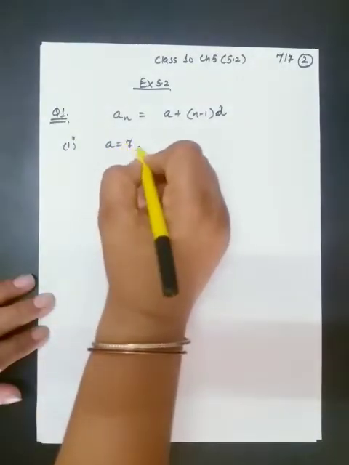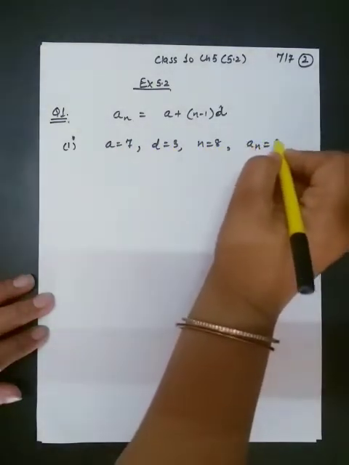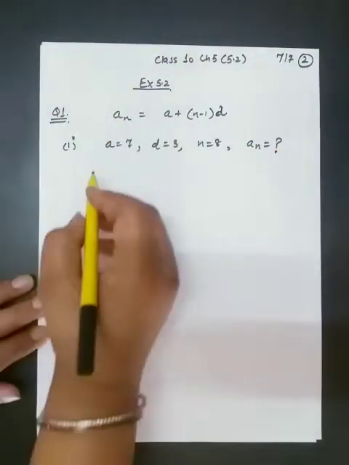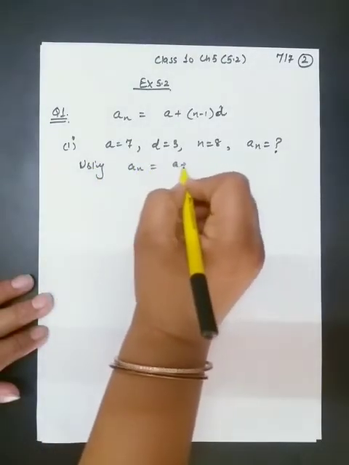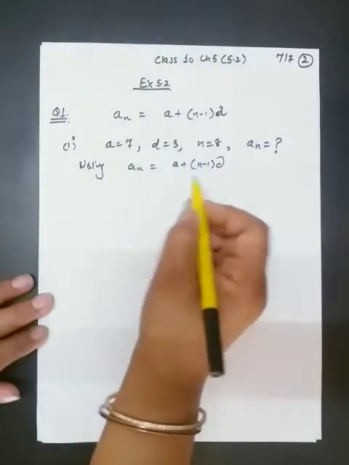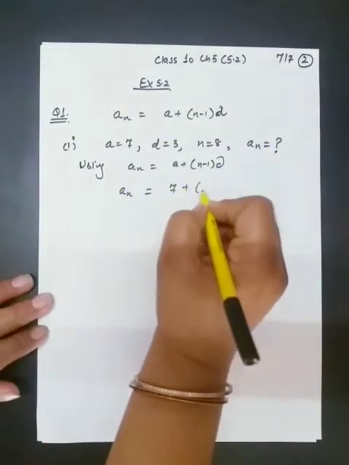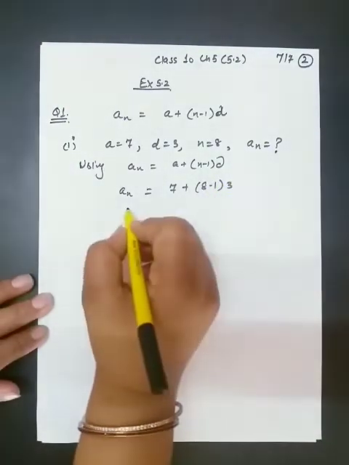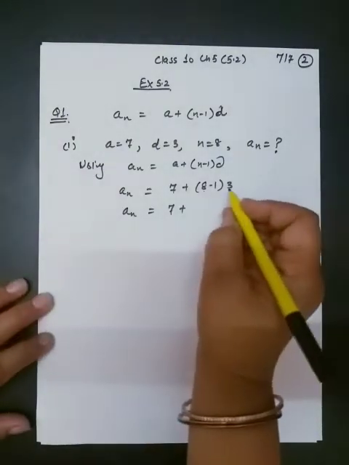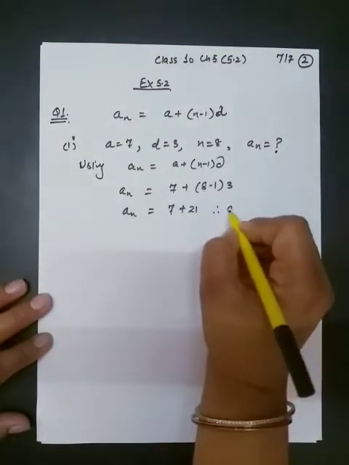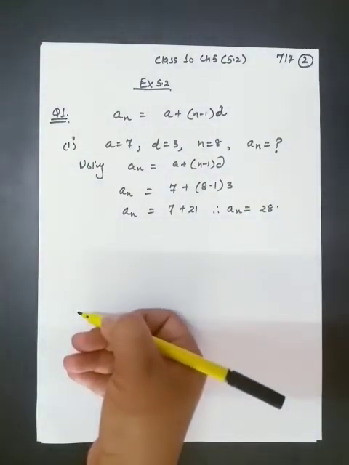In part 1, a is 7, d is 3, n is 8 and you have to find an. Again I have to use the above formula, an is equal to a plus n minus 1 into d. Put the given values. An we have to find and a is 7, n is 8 and d is 3. You can solve it. 7 plus 8 minus 1 is 7, 7 into 3 is 21. So therefore an is equal to 28. Similarly you can do part number 2.